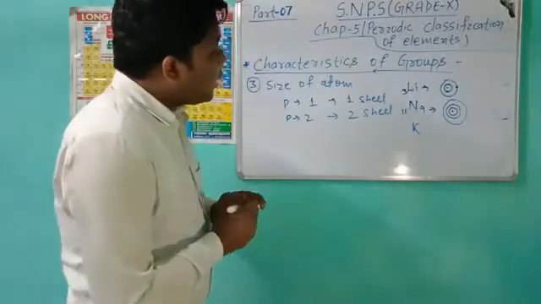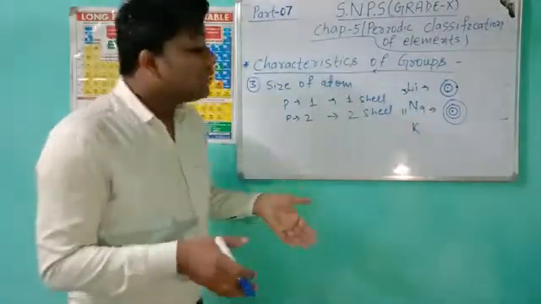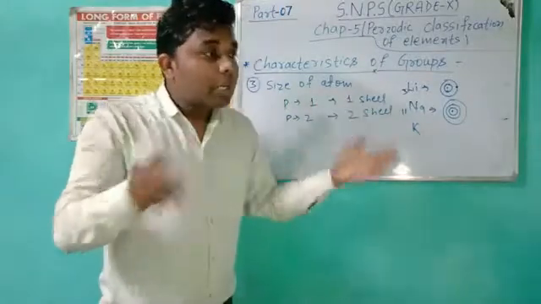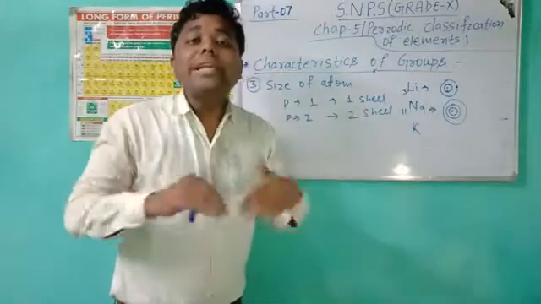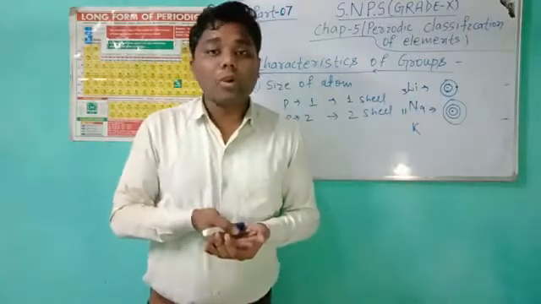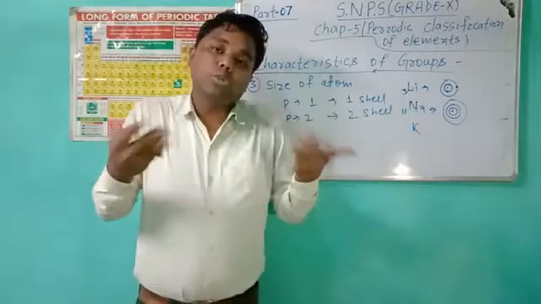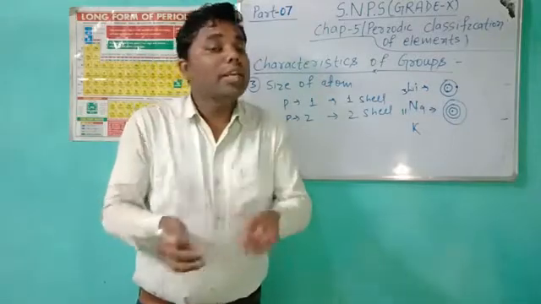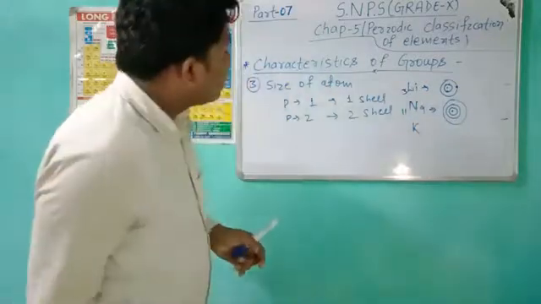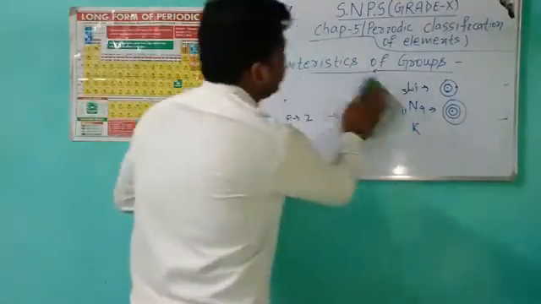So we can clearly see that when we go top to bottom in a group, the atomic radius simply increases, because the number of shells increases. And when the number of shells increases, the atomic size also increases. This is really simple. So this is about the size of an atom.